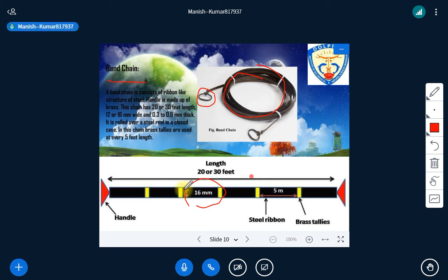Here also, just look at this, the tally is there. You'll get one brass tally used at every 5 feet length. Every 5 feet length, one brass tally has to be used, as you are able to see here itself. Every 5 meter you'll get one brass tally like that, right? So this is the band chain, right?